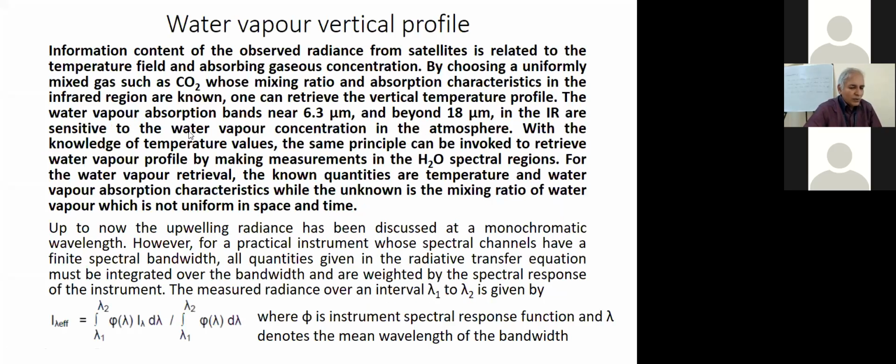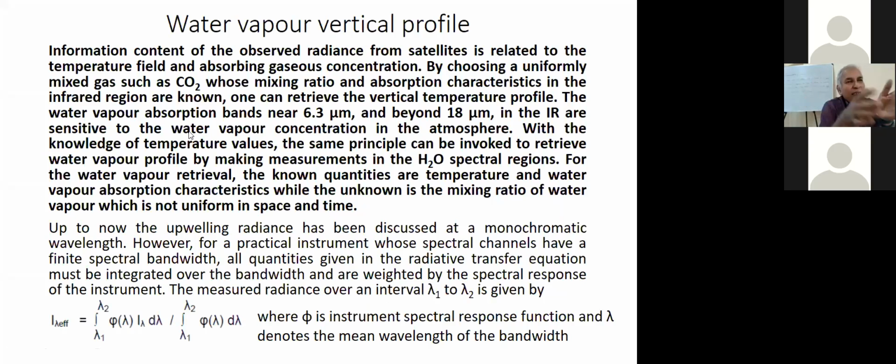Okay, so this is the philosophy. We'll shortly discuss the difficulties with that. Now I'll come to the water vapor profile. Now for the temperature profile, what did we do? We took a constituent of the atmosphere which is uniformly mixed. Because it's uniformly mixed, its mixing ratio is known, and it has strong absorption in the infrared part of the spectrum, let's say 15 micrometer, right? And I know all the information, so I can calculate the weighting function.